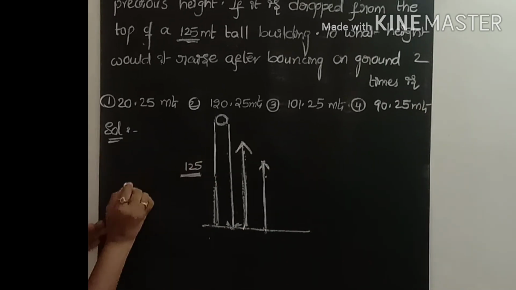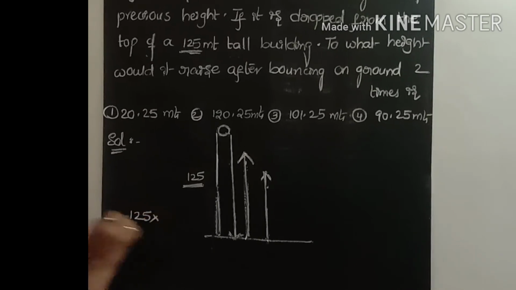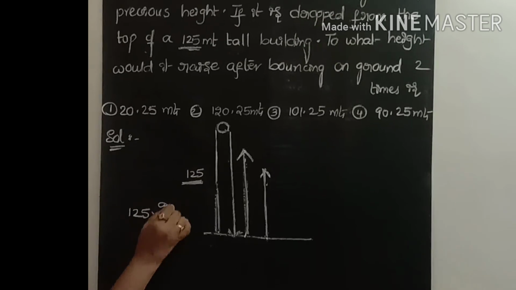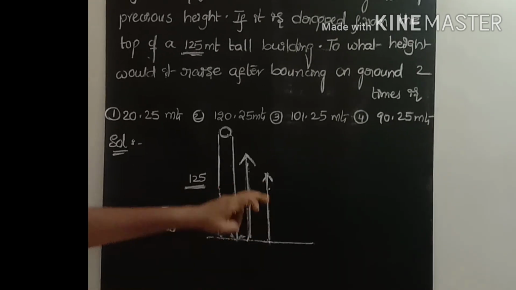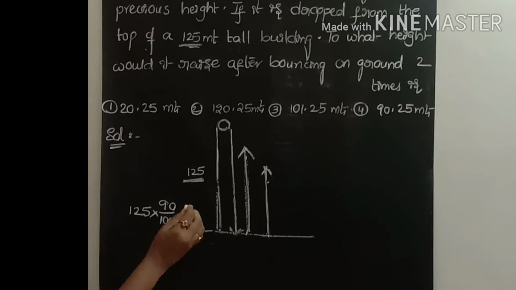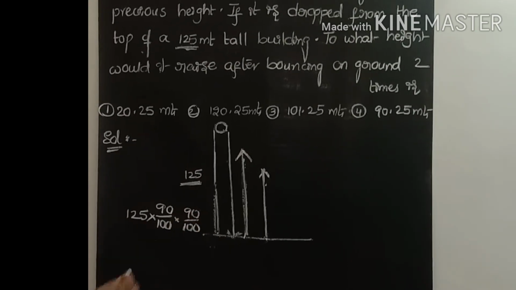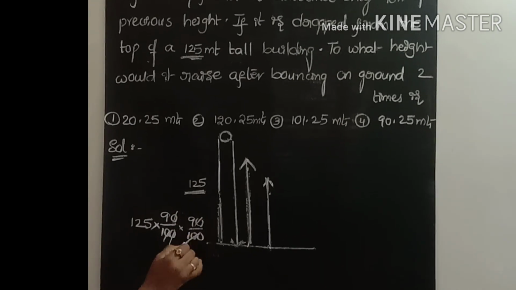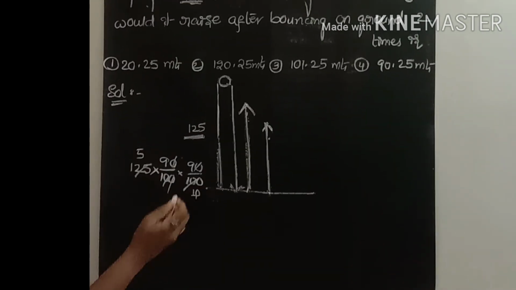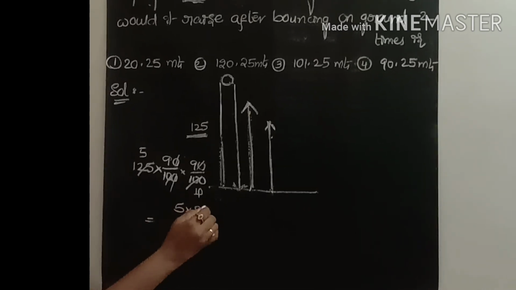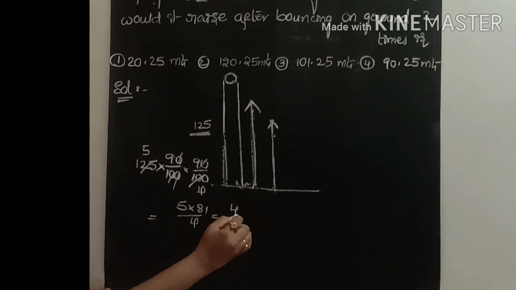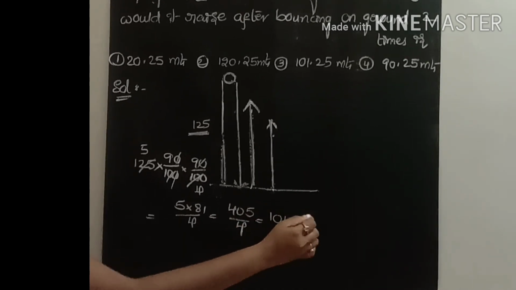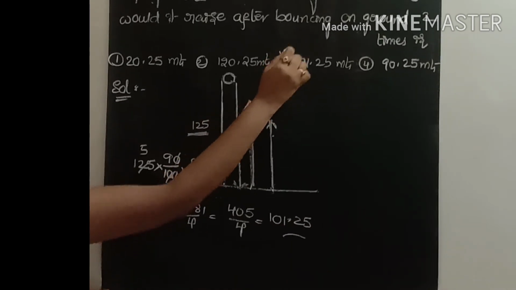The required answer is the actual height, 125, into, after the first bouncing it reaches only 90% of the height, that is 125 into 90 by 100. Again at the second bouncing it reaches 90% of the height, that is into 90 by 100. These two are cancelled. Now 25, 5, so 25, 4. That is 5 into 81 by 4 is equal to 405 by 4. Taking the division, 101.25. That is, the answer is 101.25.